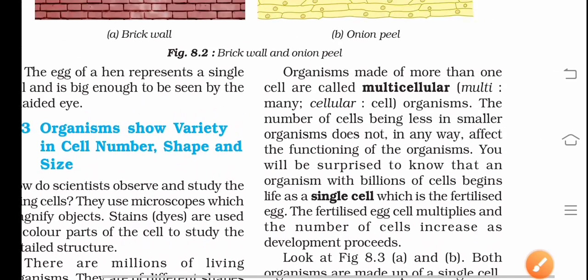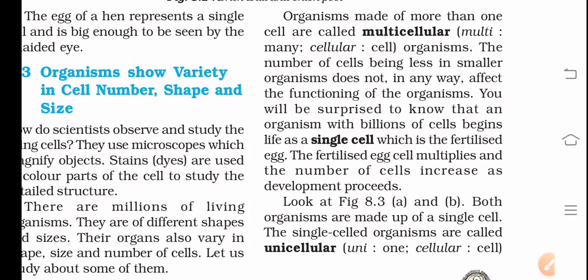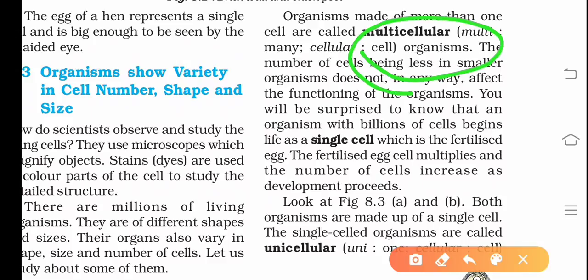Now, what is written here is organisms made of more than one cell are called multicellular, whereas those organisms made up of a single cell are known as unicellular. So, multicellular organisms are the ones which have a large number of cells or more than one cell. For example, human beings and other bigger animals.